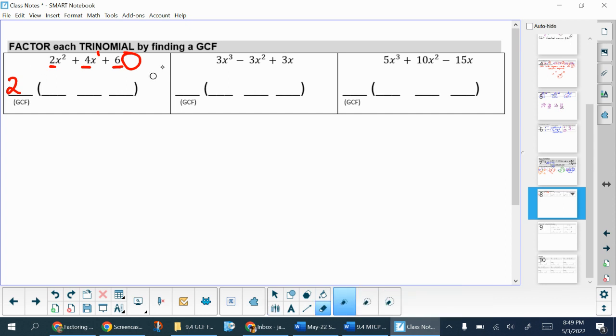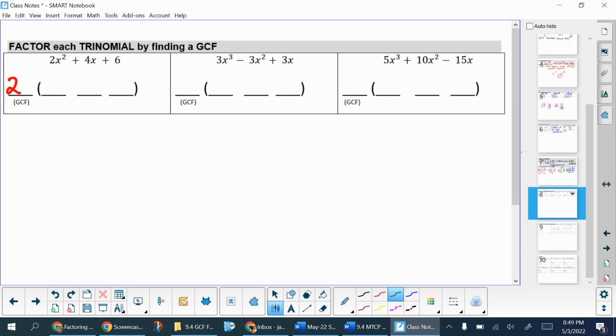That is a really, really common mistake that people want to make on these. They go, okay, x squared, x. They ignore that little 6 and they say, okay, there's an x in there, I pull out the x. No, that 6 does not have an x in it. That x would not be in common if you pulled it out. It's not the greatest common factor.